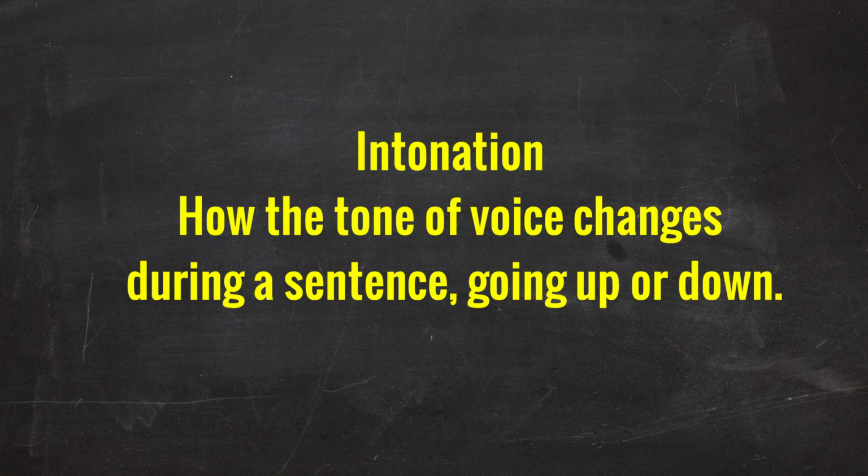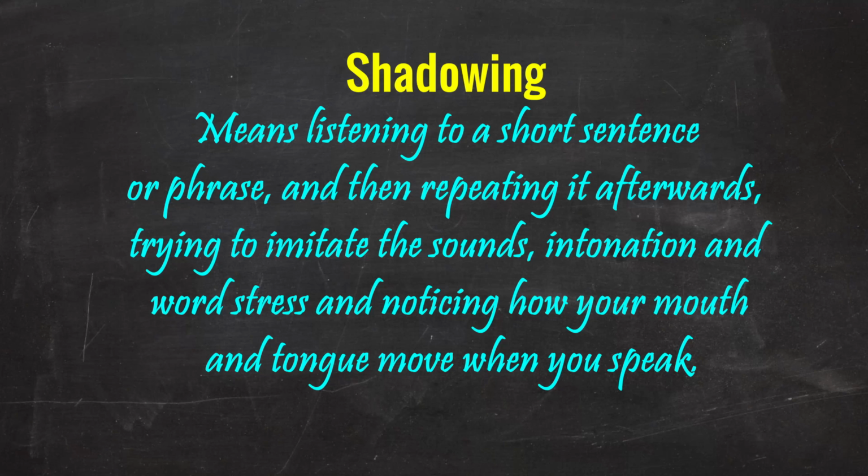You can also practice something we call shadowing. So shadowing means listening to a short sentence or phrase and then repeating it afterwards, trying to imitate the sound, the intonation, and word stress, and noticing how your mouth and tongue move and orchestrate the production of sound in English. And also trying to imitate the sound will make you become a so much better English speaker.